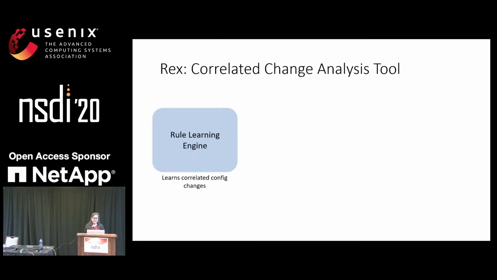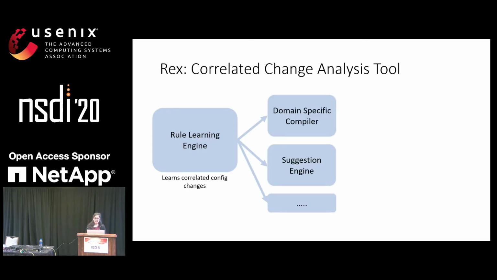So we can consider Rex as a rule learning engine that learns these correlated config changes, and then this rule learning engine can be used for various things like coming up with a domain-specific compiler or as a suggestion engine. As part of a suggestion engine, we can make recommendations to developers when they have changed some of the files and forgot to change some of the correlated files.